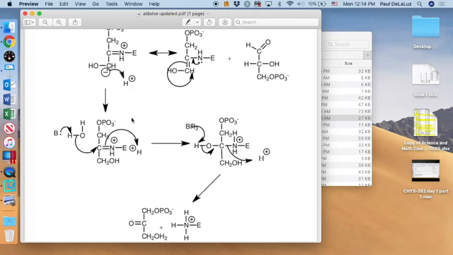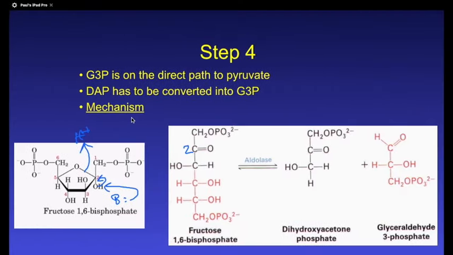I have my second intermediate, the dihydroxyacetone. Okay? And then I have my enzyme ready to do another round. And so this is a way to stabilize the transition state, is the enzyme becomes part of the reaction itself. I will upload that mechanism for you to see this afternoon.